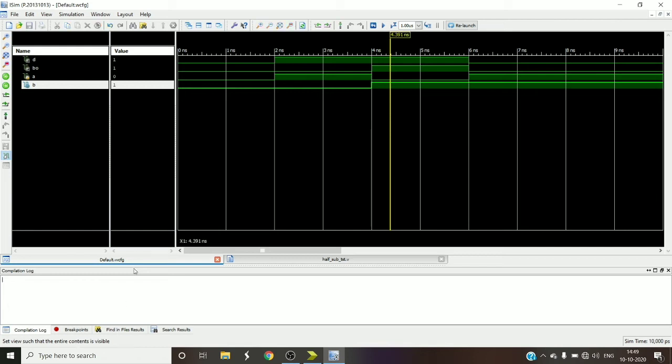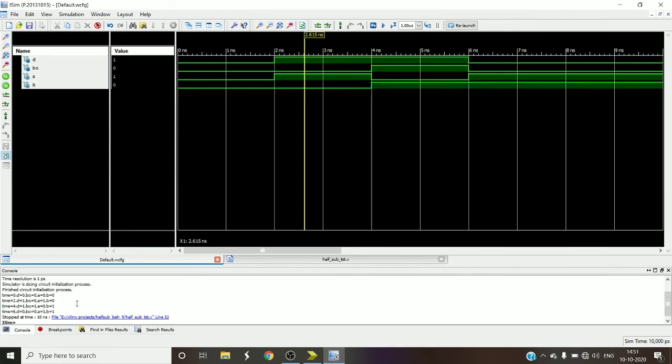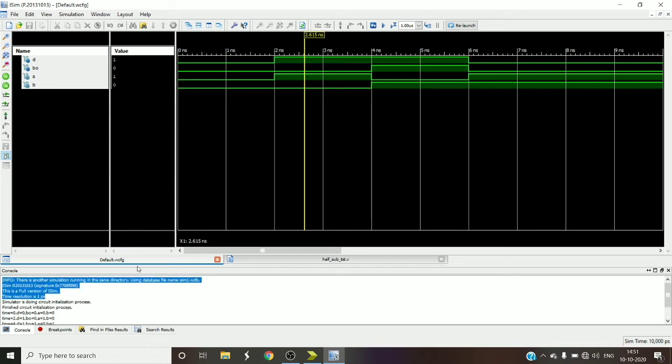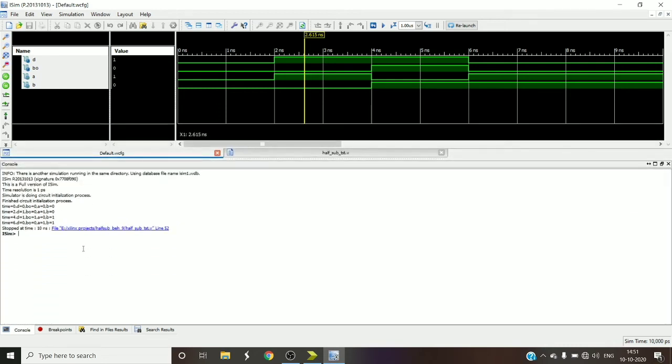Okay. Now if you check the console window, let me maximize these things. If you check here, you can see at time 0, my A and B are zeros and my difference and borrow are also 0 0. And after 2 nanoseconds, A equal to 1, B equal to 0, the values are changed. In this way, if you write that $monitor statement, then you can check these values directly in the console window. So that is the use of writing those statements.